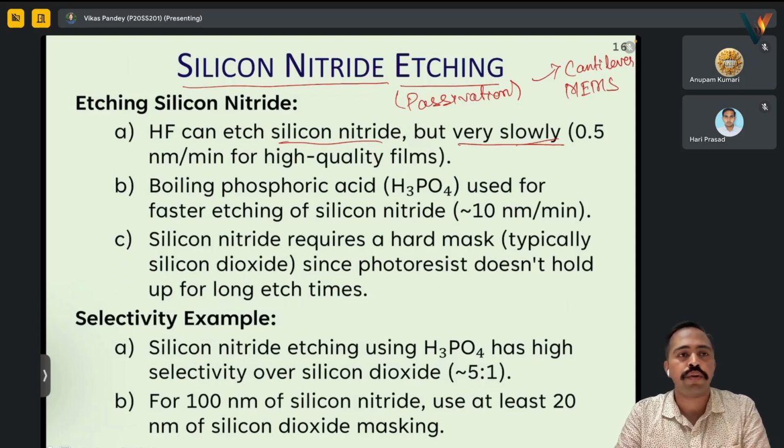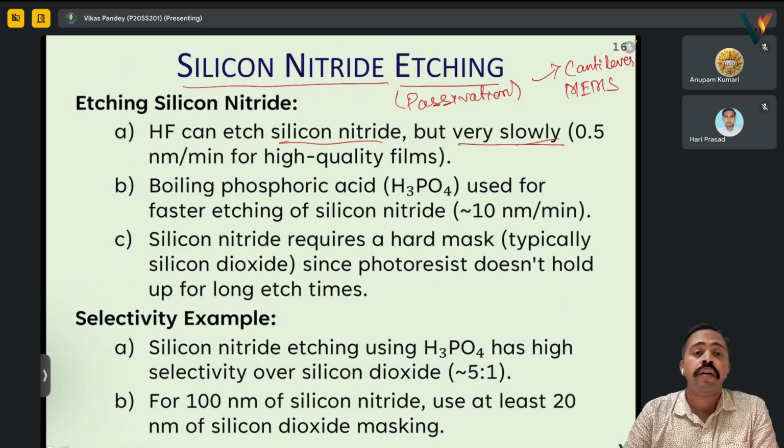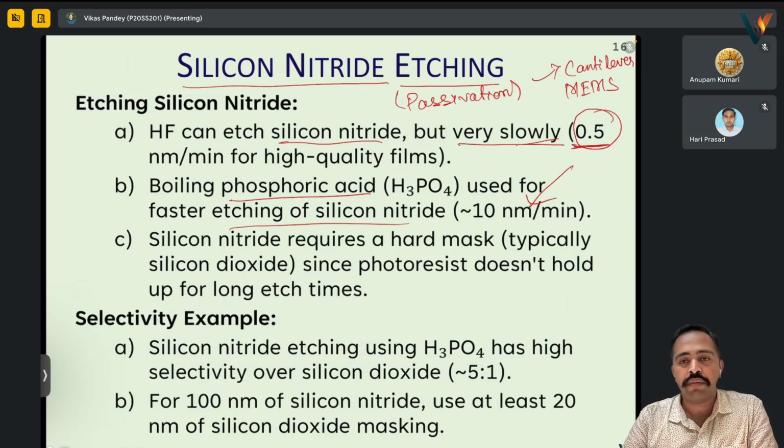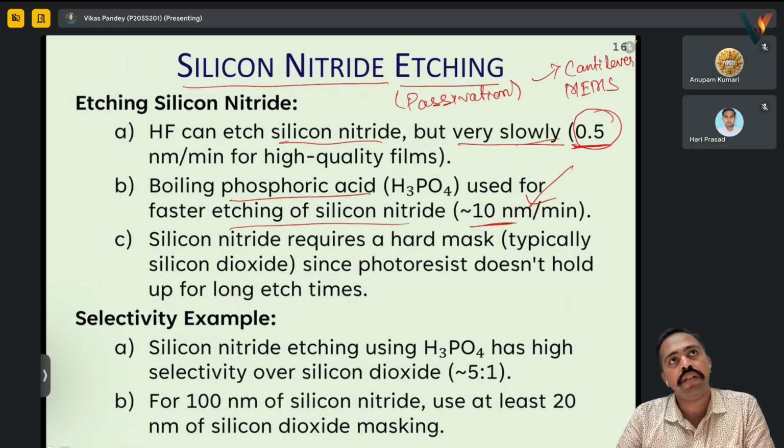Okay, so let's move forward. Boiling phosphoric acid, H3PO4, is used for a faster etch rate. You see the etch rate has increased 20 times, from 0.5 nanometer per minute to 10 nanometer per minute. 0.5 nanometer is very little, like half a nanometer.